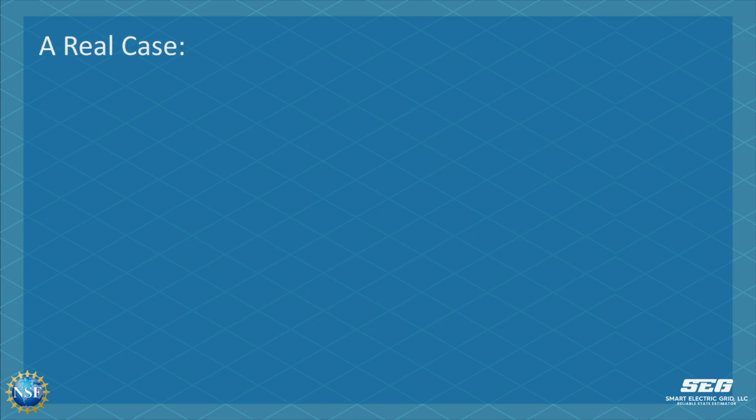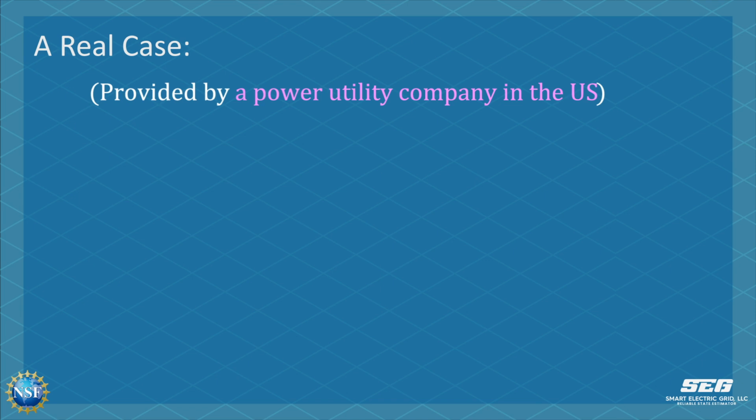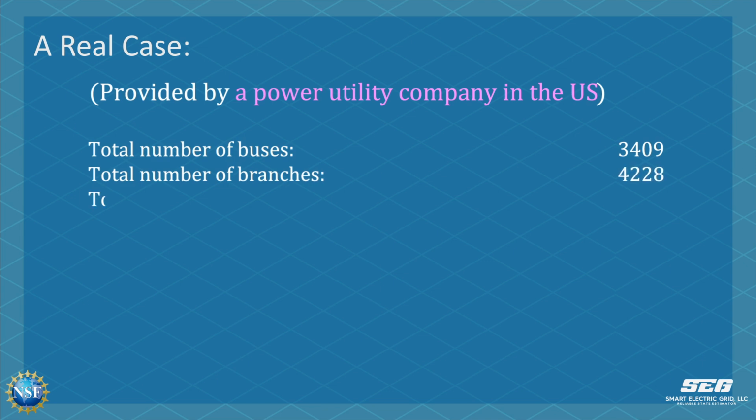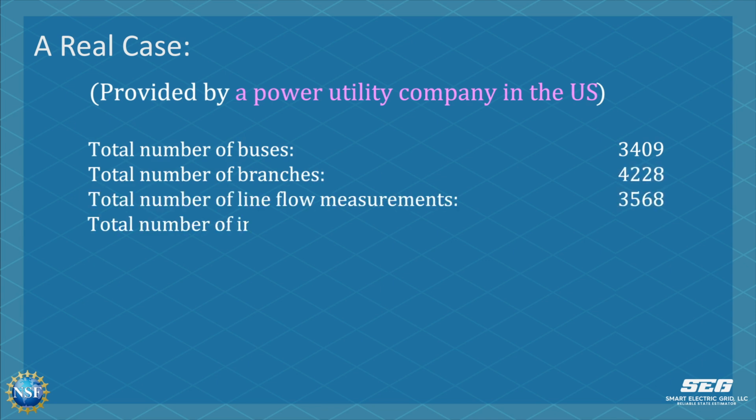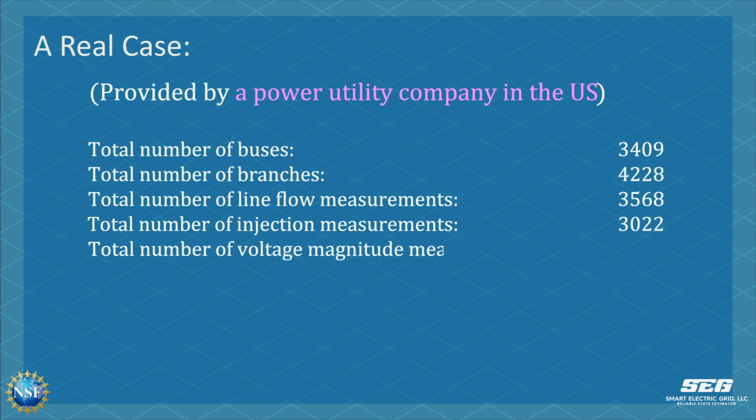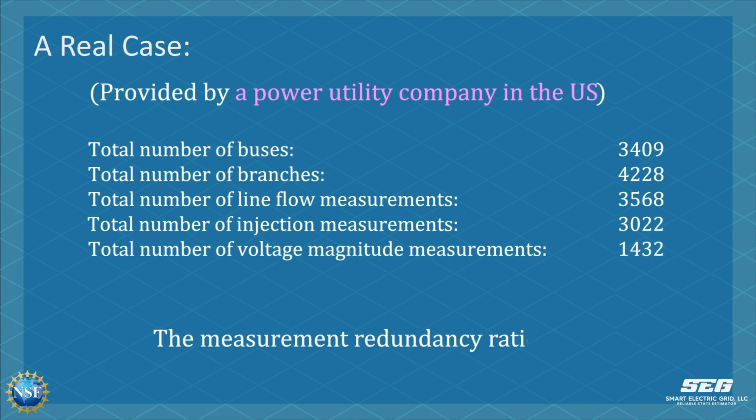To test the topology error rejection capability, we used a real case provided by a power company from North America, which has 3,409 buses and 4,228 branches. The measurement redundancy ratio is 1.93.